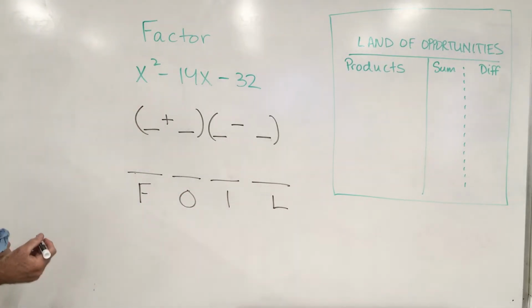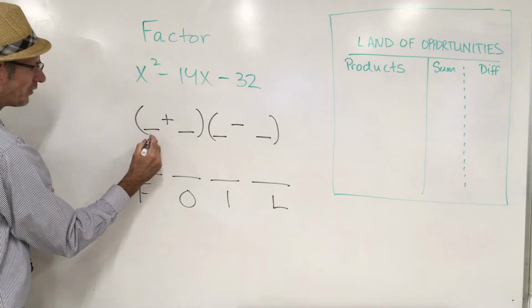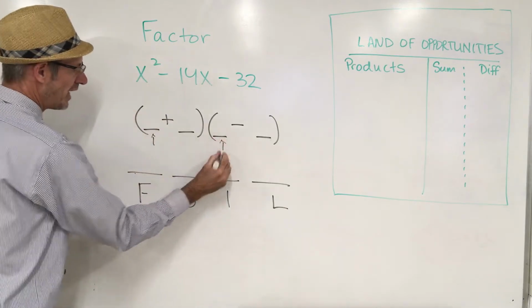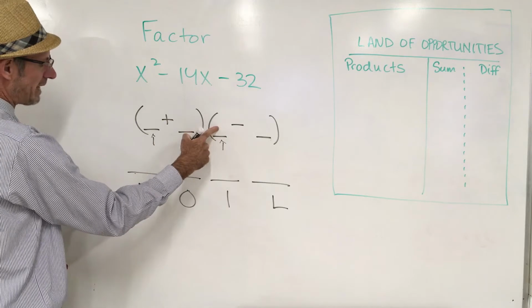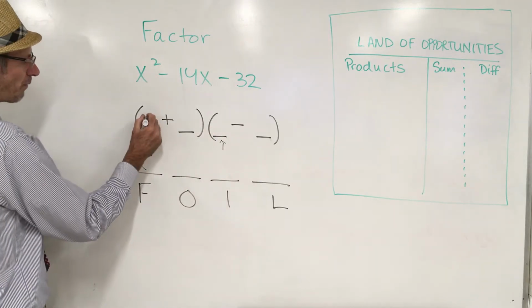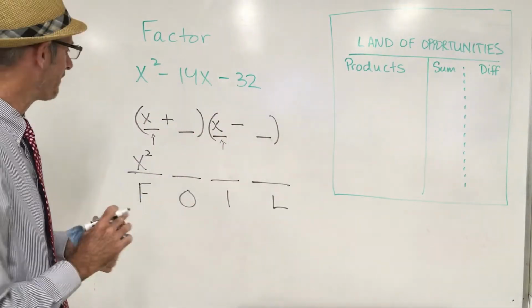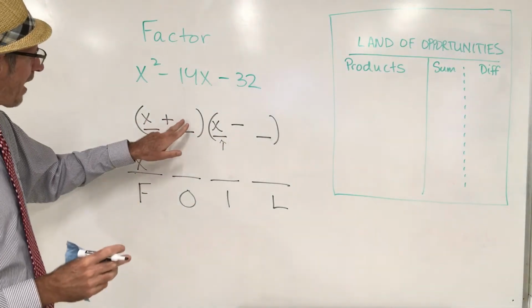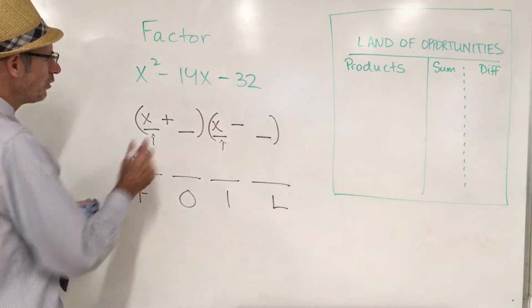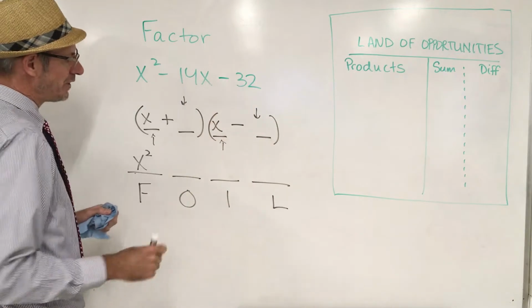And to start with, my first term here is x squared. So when I look at my firsts, I need two numbers that can multiply together that will give me x squared. Well, there's only one way that will work, x and x, because our a value is 1. Now I need to figure out my lasts. My two last terms need to multiply together and give me negative 32.